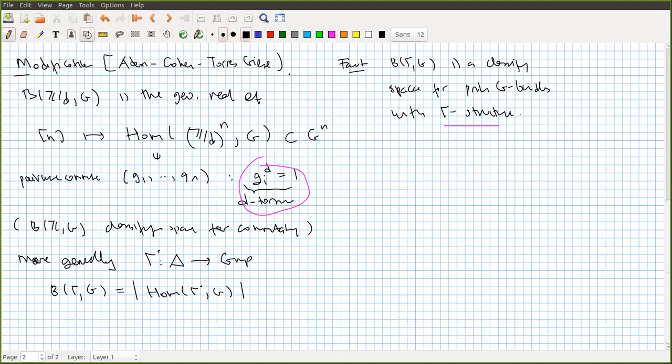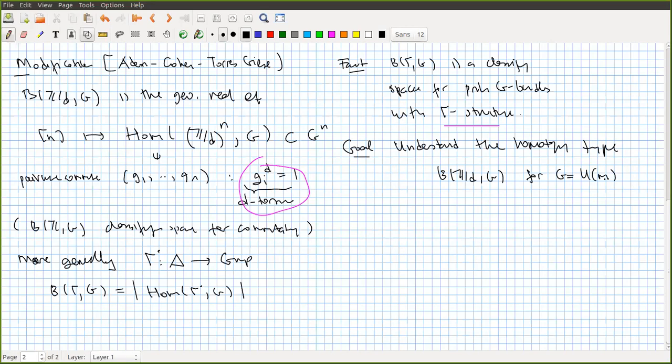So the goal in this talk, or in general for this type of question about these classifying spaces, is to understand the homotopy type of this space. And we will restrict most of the time to the unitary group of m by m matrices.